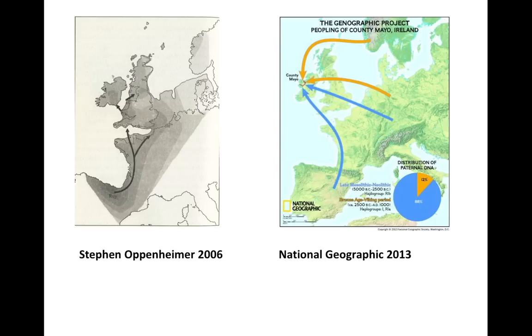Stephen Oppenheimer's book on the origins of the British, for example, shows you the spread of R1b, the main Y chromosome among males in Ireland, as a generalized expansion right across Northwest Europe. Or the National Geographic, in the same year as I was producing the book, showing you that the population of County Mayo overwhelmingly descended from Mesolithic or Neolithic people, about 88%, and about 12% from later incomers.